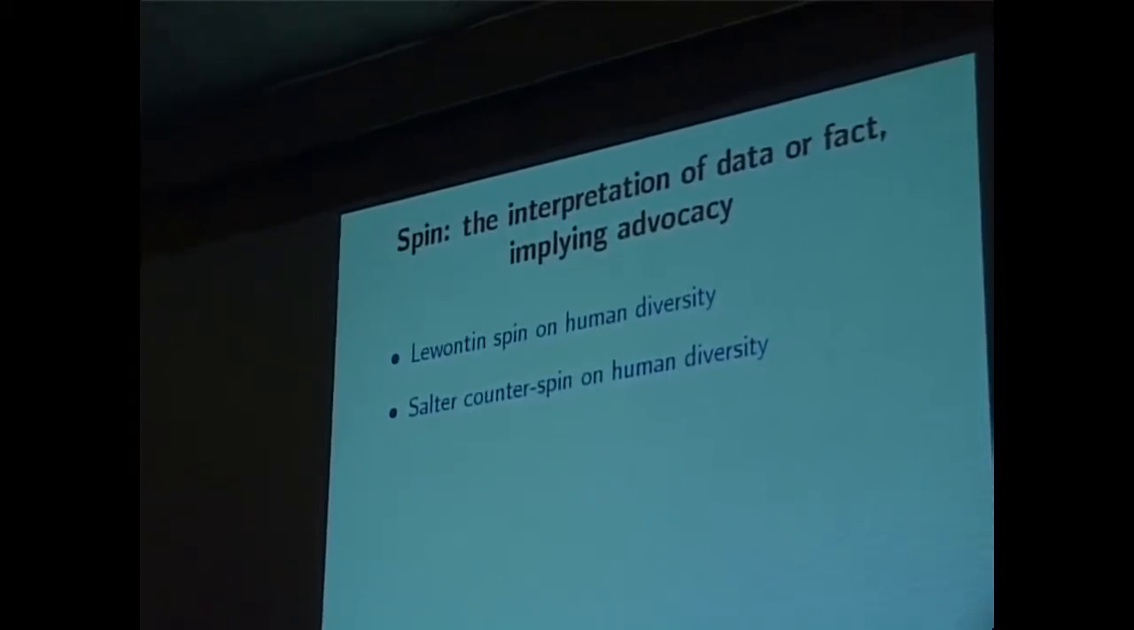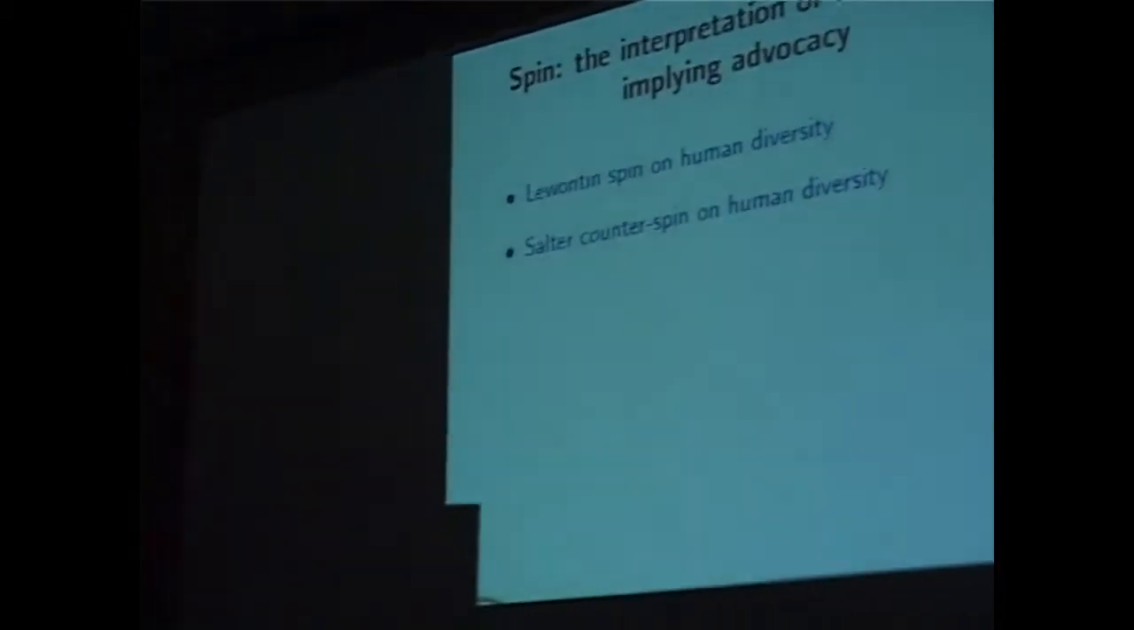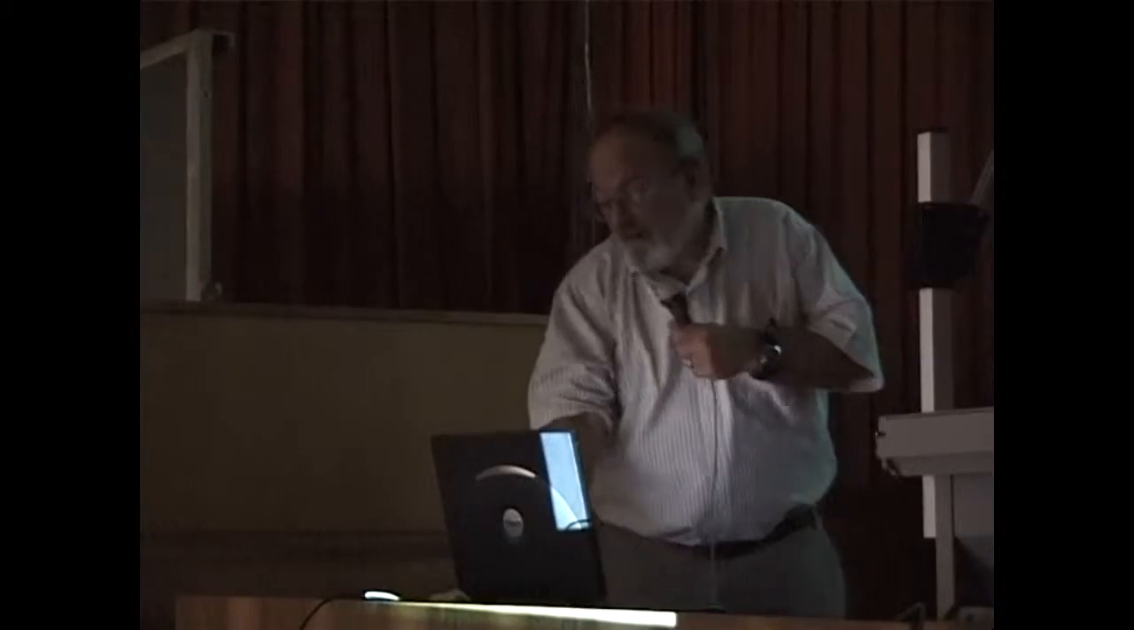And many of us are familiar when we talk about race and human differences with what I'll call the Lewontin spin, because of a very famous paper by Richard Lewontin about how small human race differences are from 1972. And then I will contrast this with what I'm calling the Salter counterspin. So there's some numbers and some equations here, but again, don't try to write them down. All of this will be on that website in a few days.